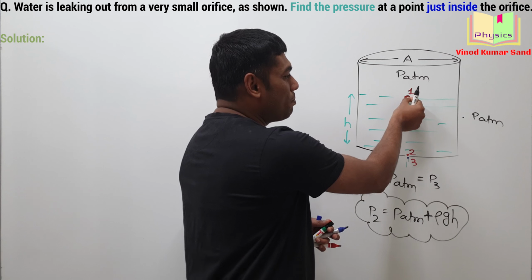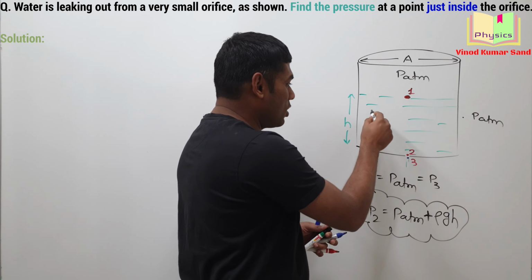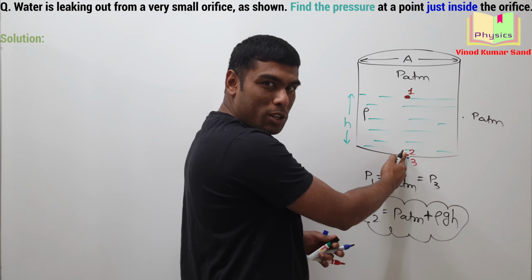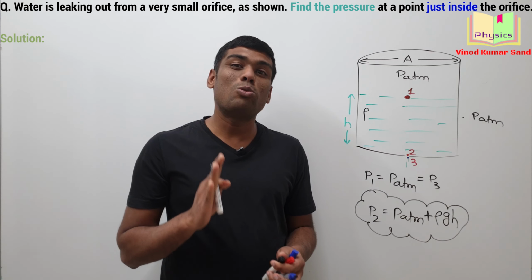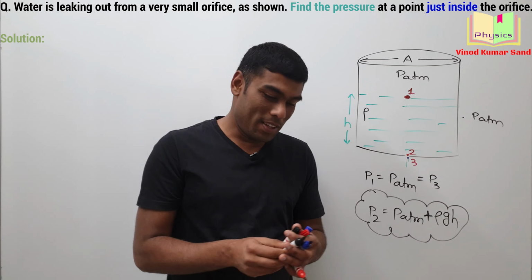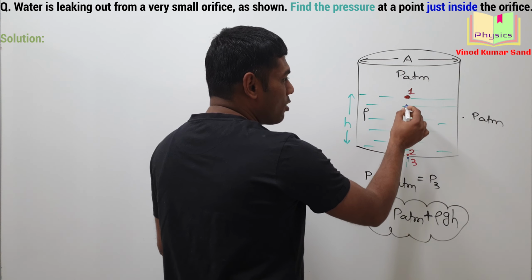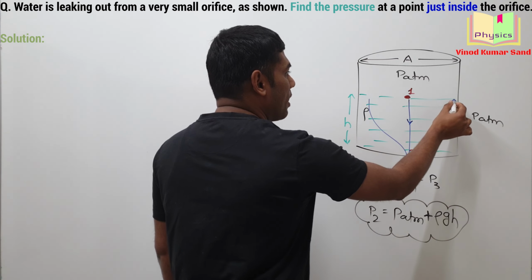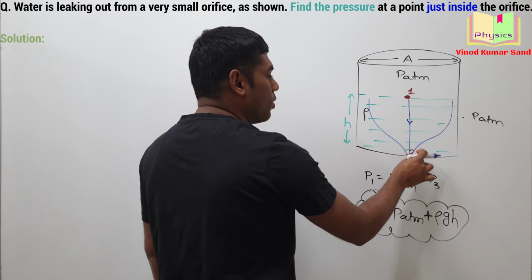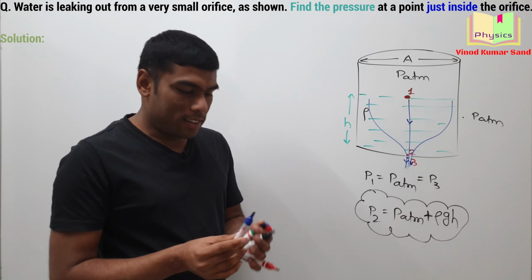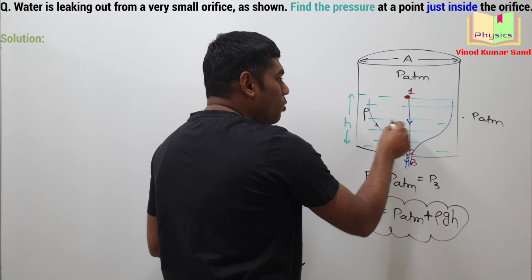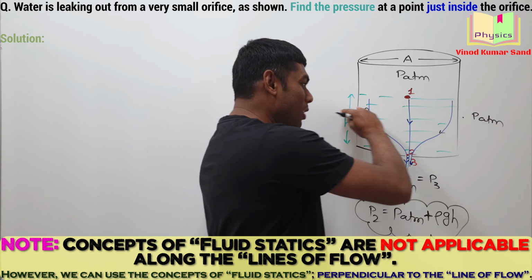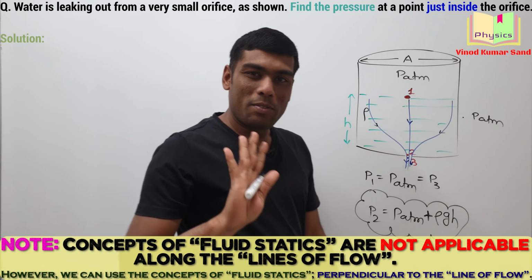Many people apply P1 plus rho gh, if density of this liquid is rho, to arrive at this pressure P2. But we cannot use that fluid statics along the streamlines, along the lines of flow. See here, the lines of flow will be like this, the fluid is coming out. So here the streamlines will be shown like this, the lines of flow. You understand that thing? Along the lines of flow, we can never use the fluid statics. We can use it perpendicular to the lines of flow, but along the lines of flow, we can't.